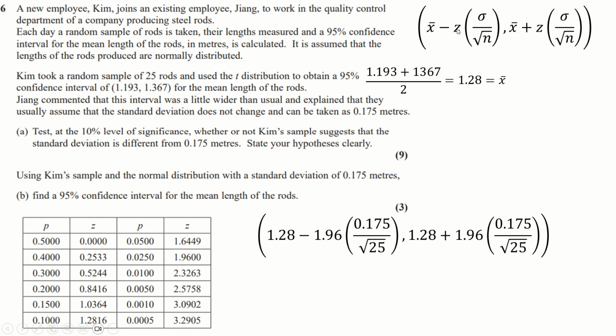And so that's what we'll use as our Z value, and then we'll use these X bars that we got from the sample, and then we'll use our standard deviation that we now know to be correct based on this test that we did before. And root n is still just root 25, and we end up with this interval as our confidence interval for the mean length of the rods. And yeah, we end up with this paper.